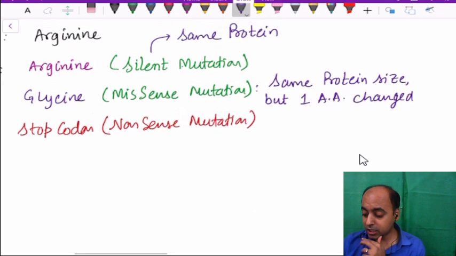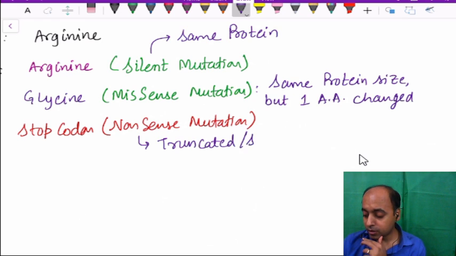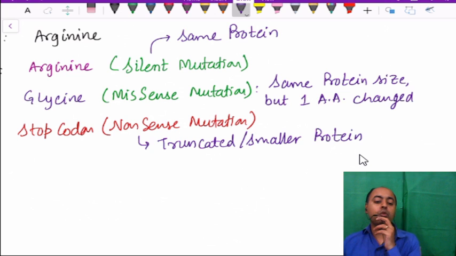Whereas in the nonsense mutation, we get the smaller protein. The technical term is truncated. The translation will stop wherever the stop codon has been formed. So the complete translation does not occur. We don't get the complete protein. Wherever the translation stops, only that much protein is formed. So we get the truncated or the smaller protein.